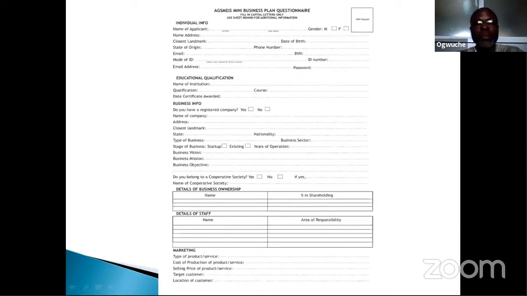First, there are different sections. The form has different sections. The first one is the individual information section. And the second one is the educational qualification. Then the business information. And third, details of business ownership. And details of staff. Then the marketing section.